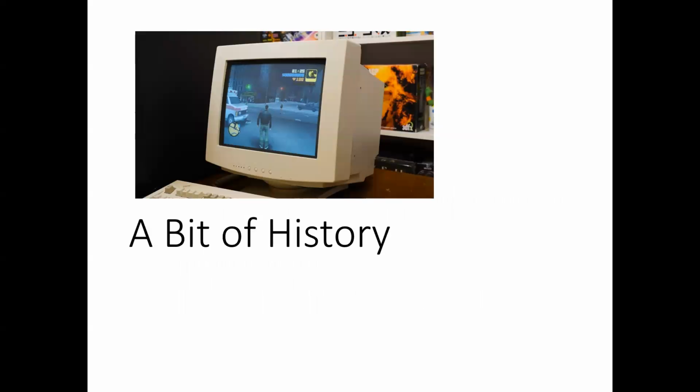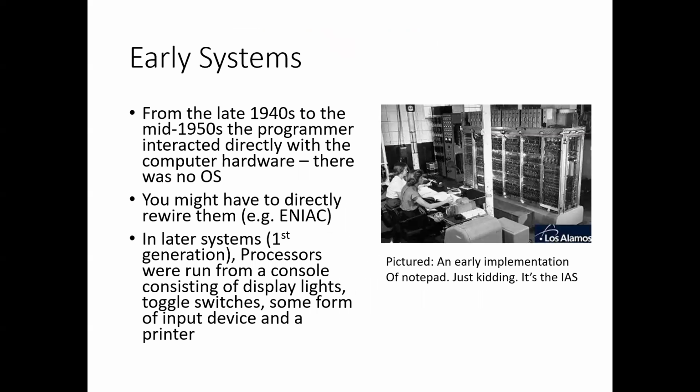So, a bit of history. The early systems in the 1940s and 1950s, like the Colossus and the ENIAC that you saw in the museum assignment, the programmer interacted directly with the computer hardware. There wasn't an operating system, and you might have had to actually rewire them directly, as in the case of the ENIAC.